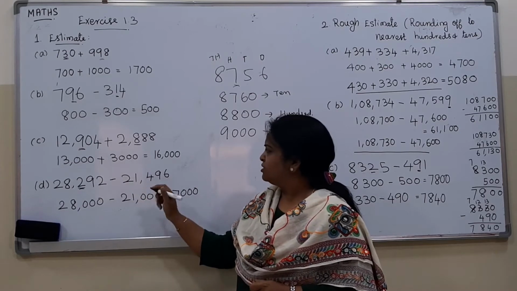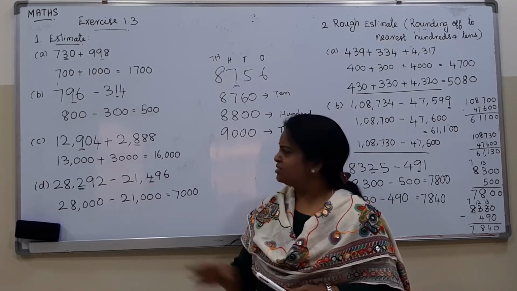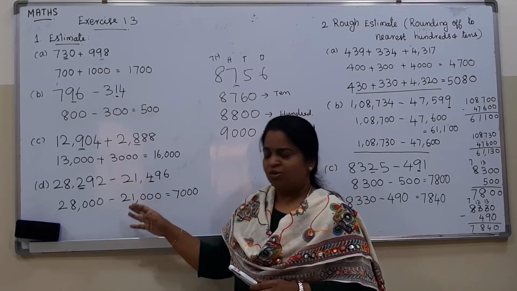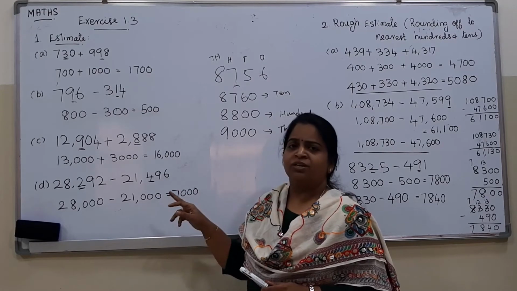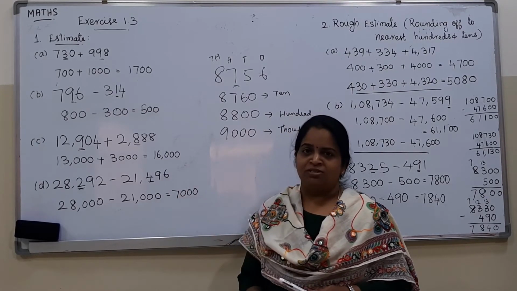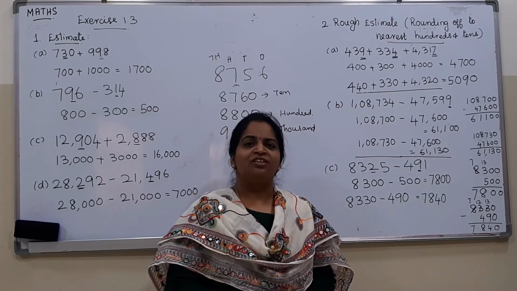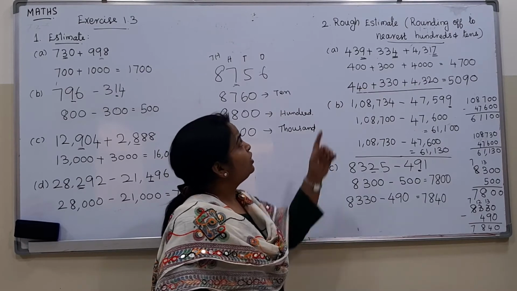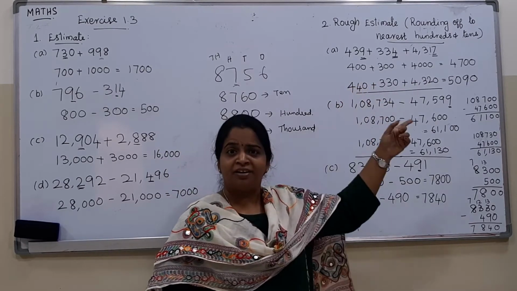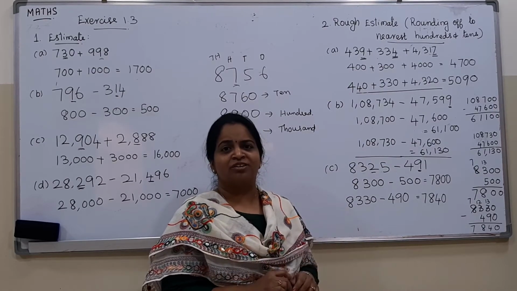And here check the number here, it is 4. 4 means it is just 21,000. Okay, so 28,000 minus 21,000 equal to 7,000. You got it, children? Now we will move to the next sum. What is the next sum? Rough estimate of rounding off to nearest 100 as well as nearest to tens for closer estimation.